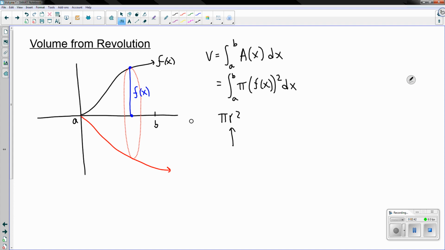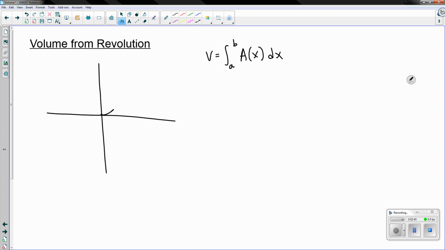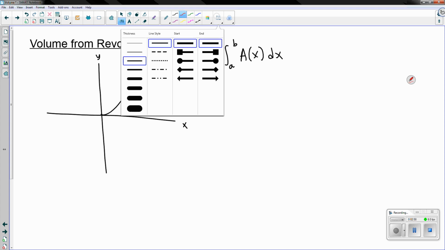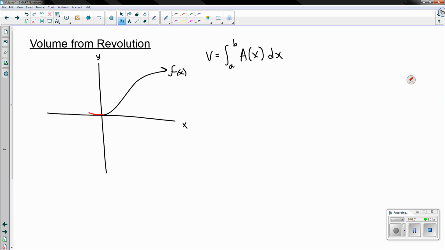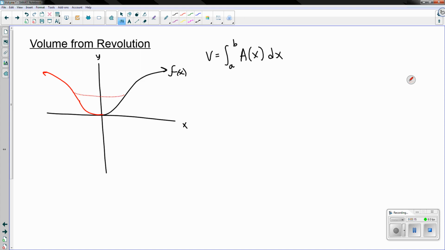Now let's look at another scenario where instead of rotating that function f of x around the x-axis, we're going to rotate it around the y-axis. So upon rotation, we'll still see some symmetry here around that axis of rotation. And when we rotate, we're still getting circle cross sections.